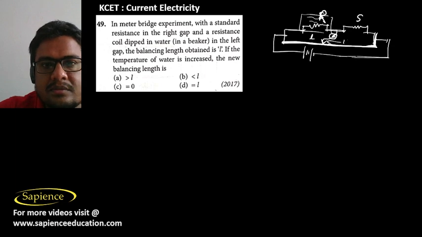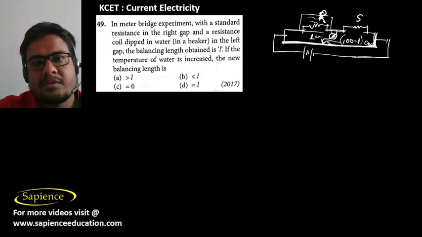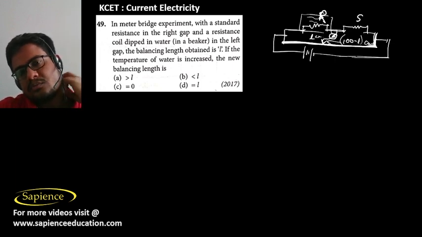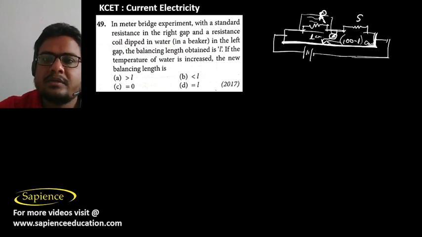This part is 100 centimeter. If the temperature of water is increased, what is the new balancing length? When temperature is increased, the resistance of this wire will also increase, which means the balancing length also will increase to obtain the Wheatstone bridge condition.